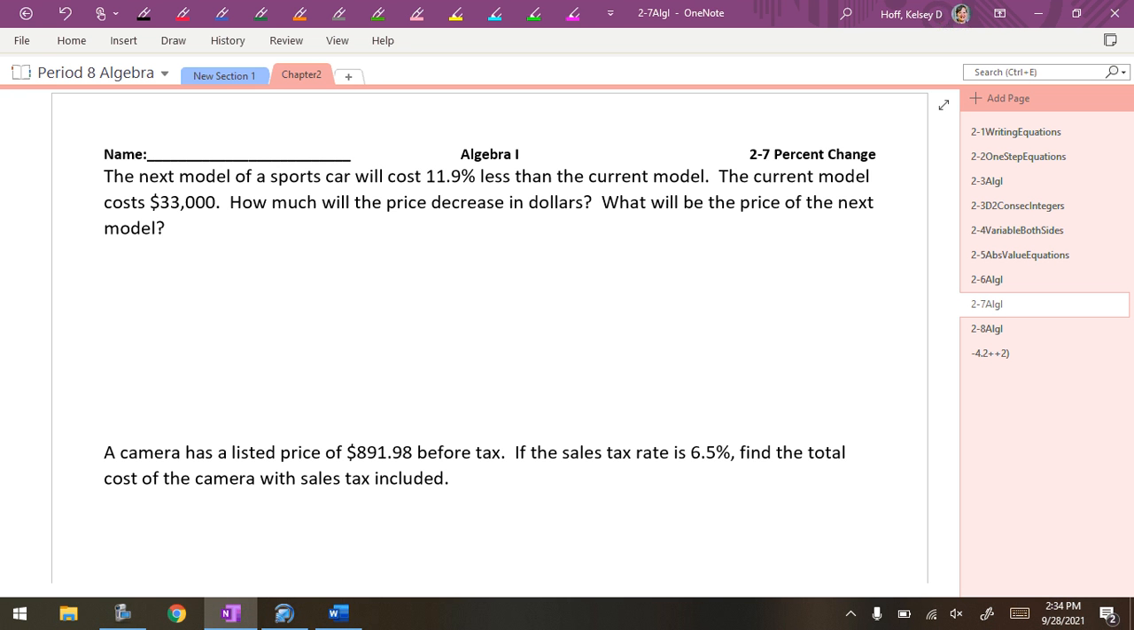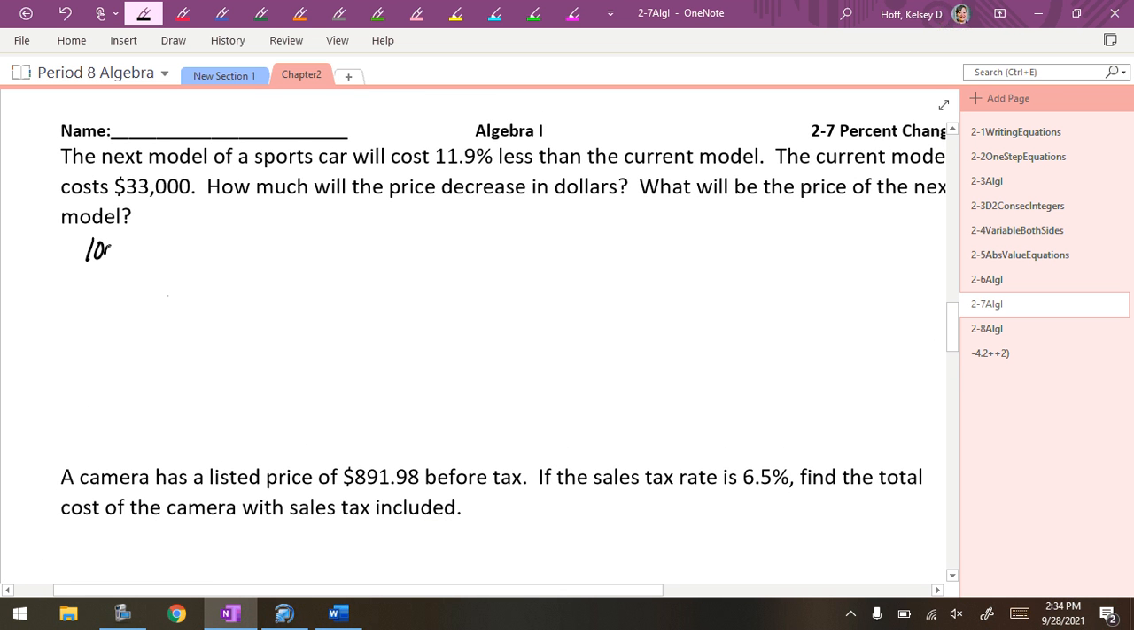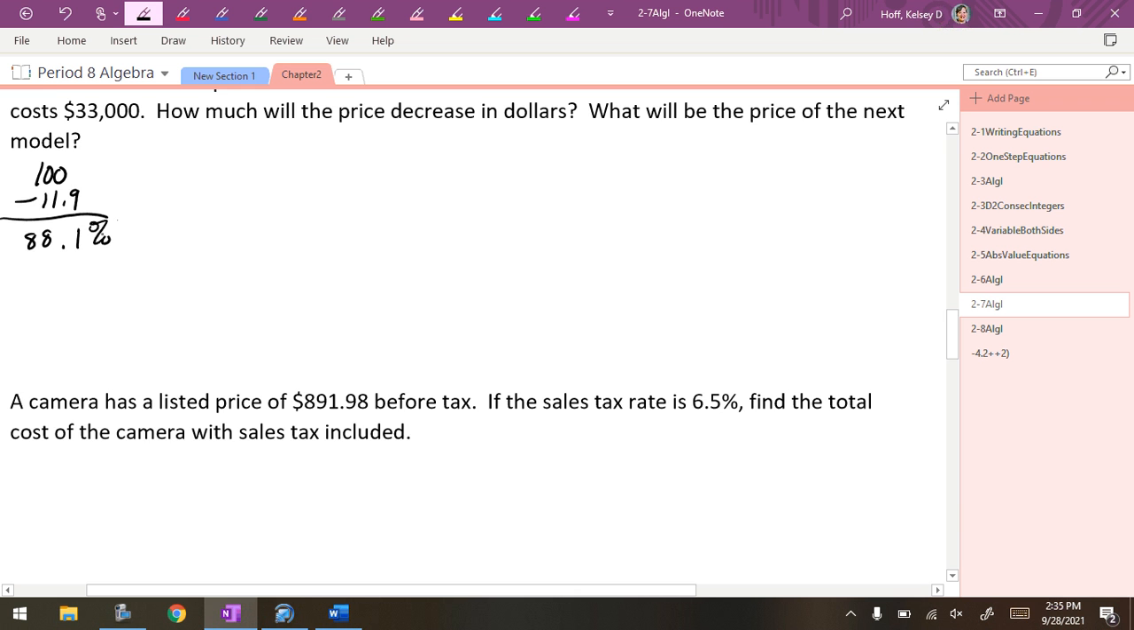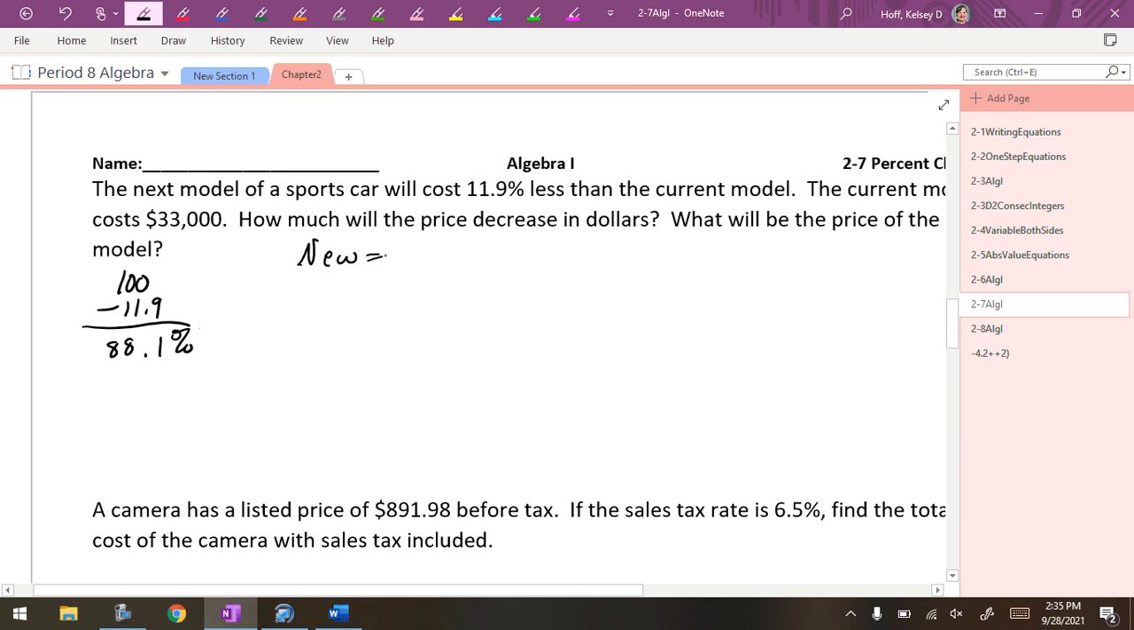Okay. So if I was going to pay full price, what percentage is that? 100%. But I'm going to pay 11.9% less. So what percentage am I actually paying? 88.1? Am I right? Yeah. Okay. So they told us to take our new price, to take the percentage. What percentage are we going to write that as, though? It's 0.881 times the original price.